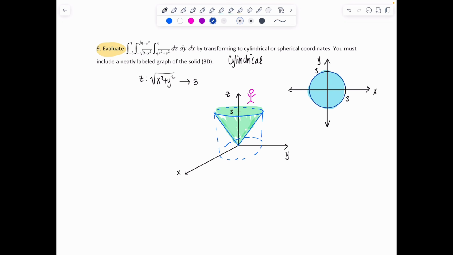Okay, so theta should go from 0 to 2 pi, r 0 to 3. I love it when they're all constants. And z is going to go from r to 3 because radical x squared plus y squared in cylindrical is r. Okay, so we'll have 0 to 2 pi, 0 to 3, r to 3, and then it's just dz dy dx. So that'll be r dz dr d theta.